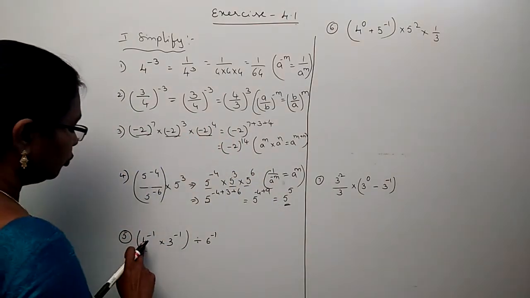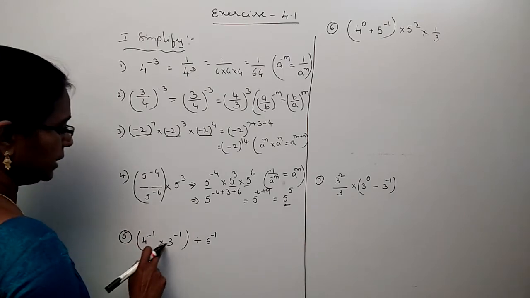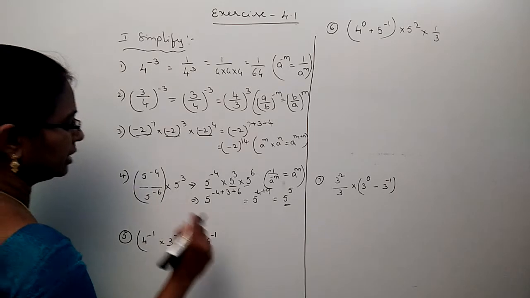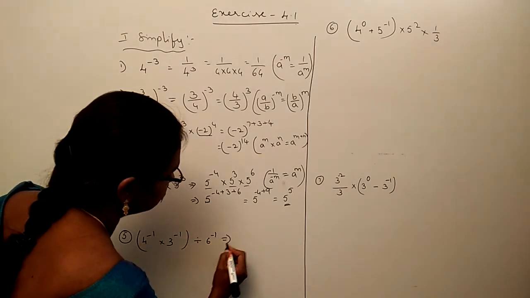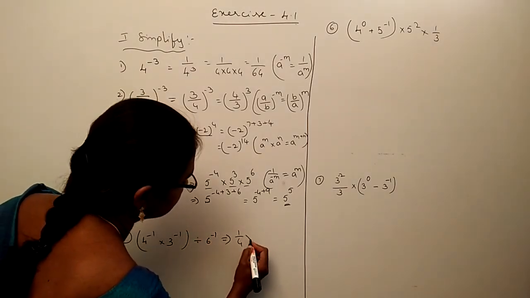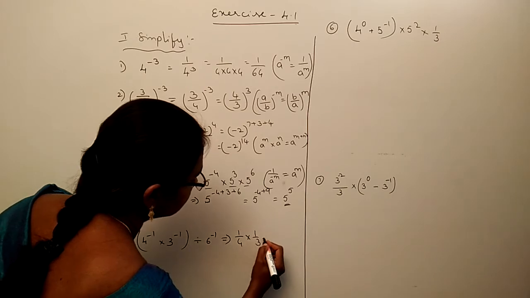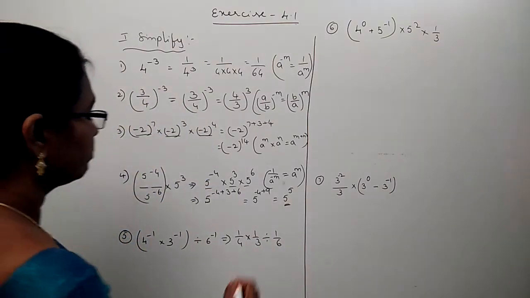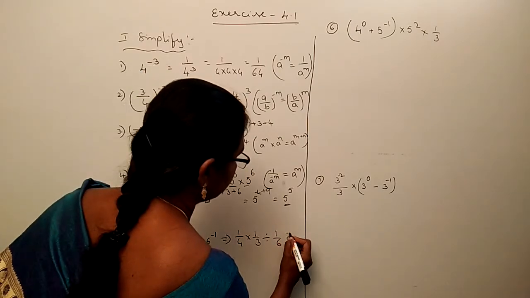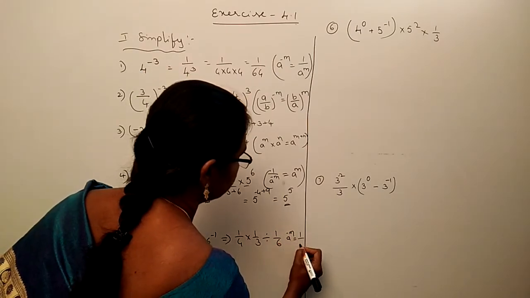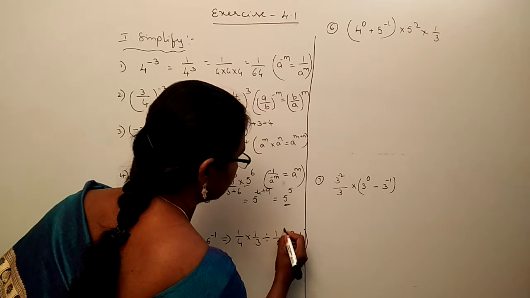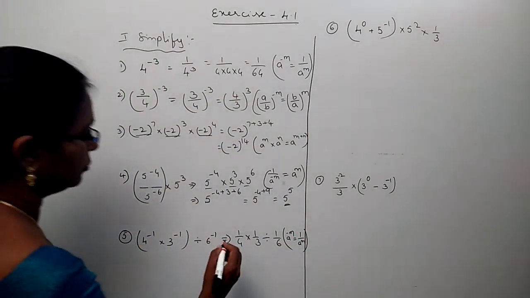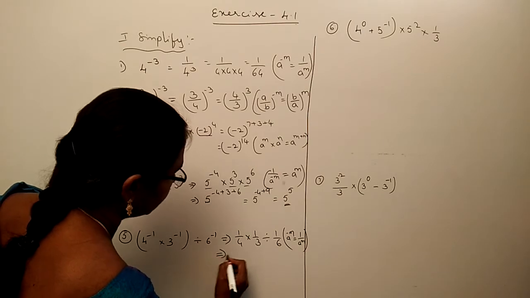Next, 4 to the power of minus 1 into 3 to the power of minus 1 divided by 6 to the power of minus 1. Then how to write? 1 by 4, 1 by 3 divided by 1 by 6. Why? A to the power of minus m is equal to 1 by a to the power of m. What is the law? A to the power of minus m is equal to 1 by a to the power of m.